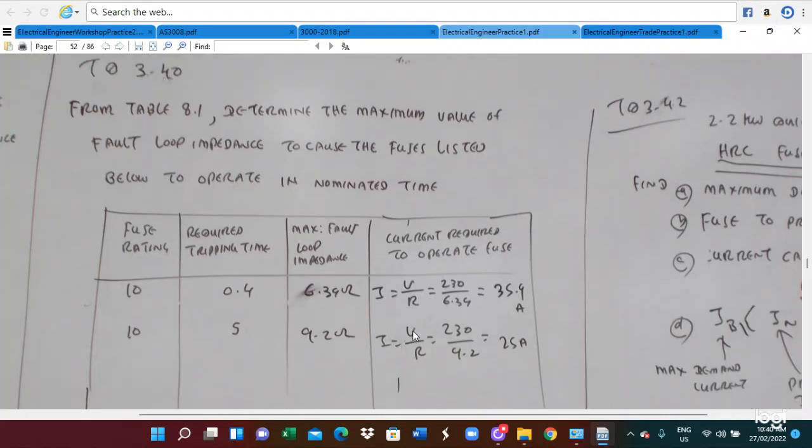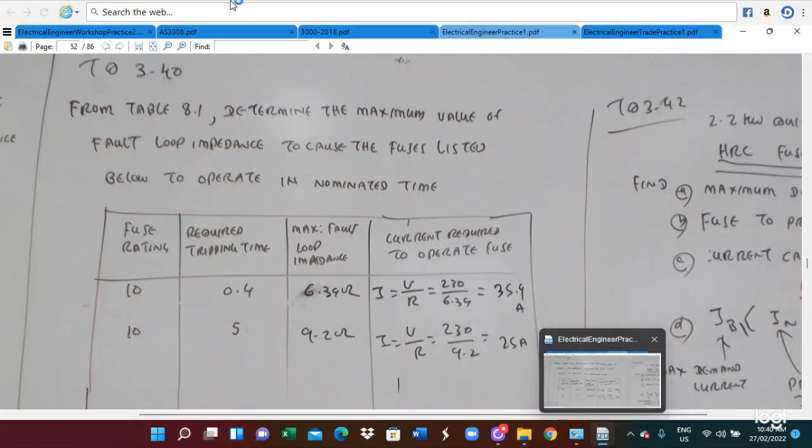The next problem is from Table 8.1. Determine the maximum value of the fault loop impedance to cause a fuse to operate in the nominated time. The fuse rating is 10 ampere, required tripping time 0.4 seconds. So we have to find out, with the supply voltage at 230 volts, the fault loop impedance.